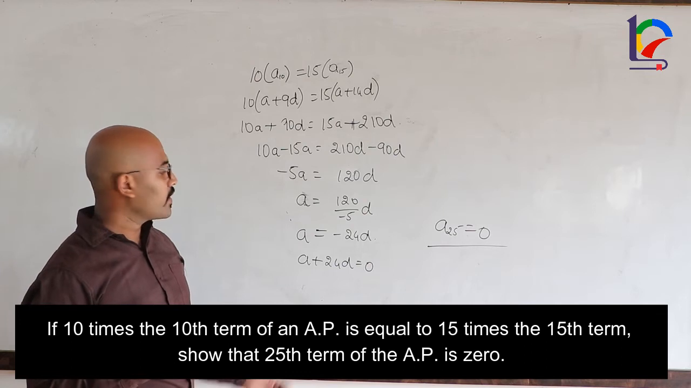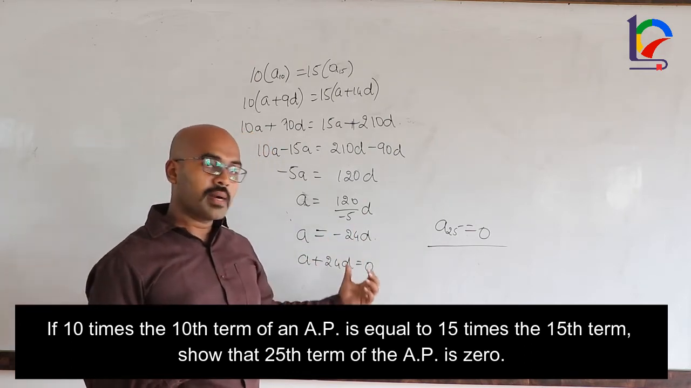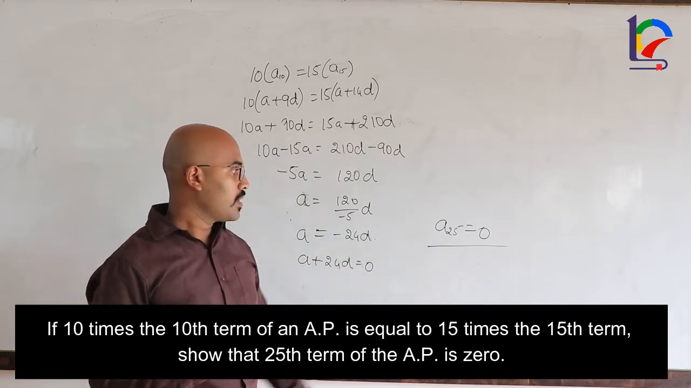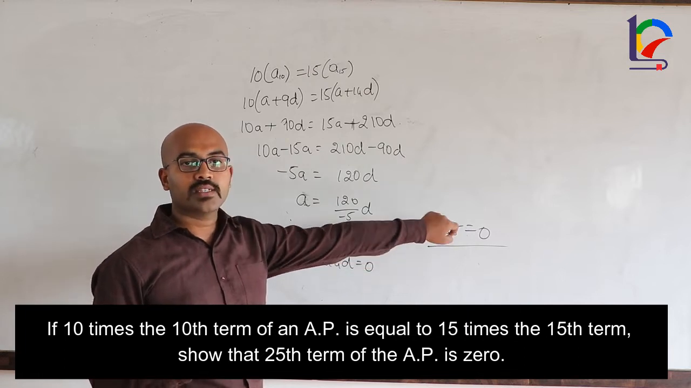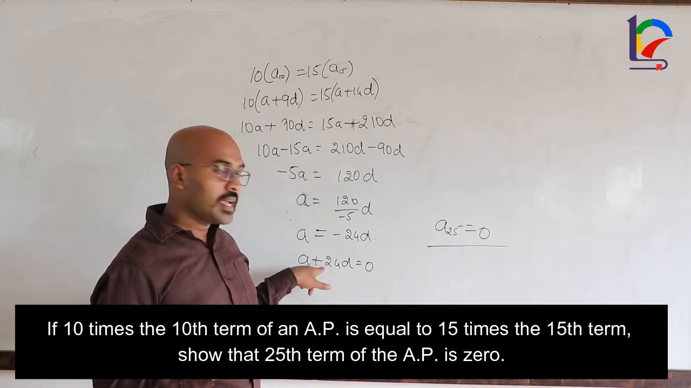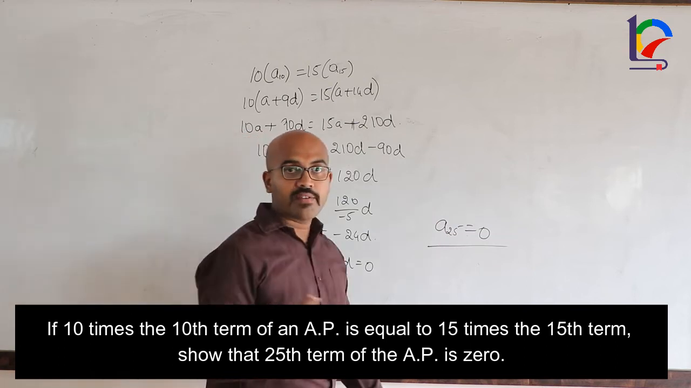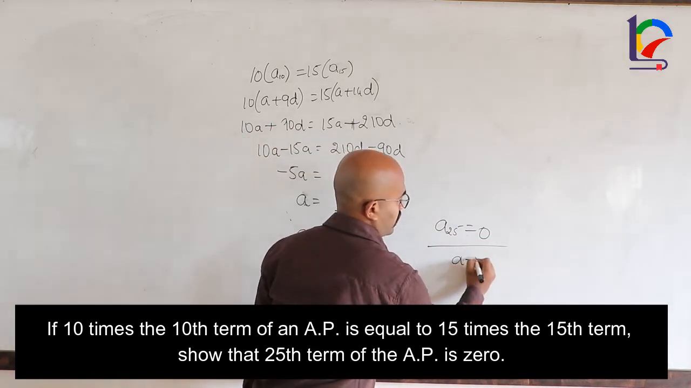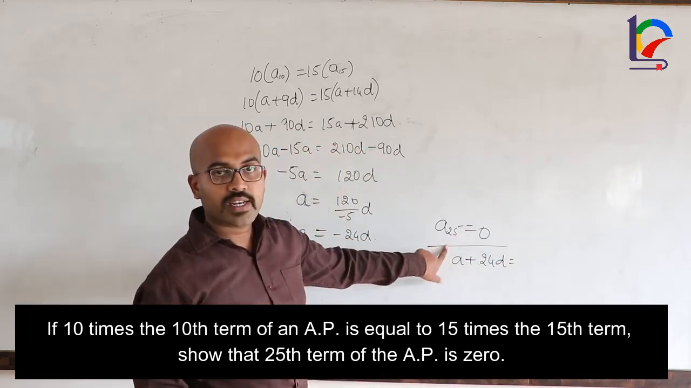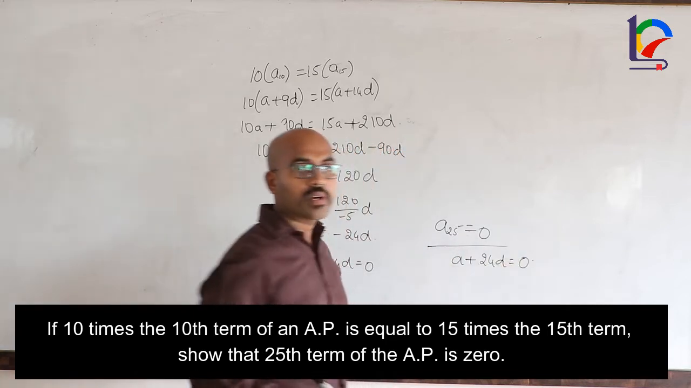So can you see, or are you able to analyze, what is the similarity between these two? We need to prove the 25th term as 0. So what is the similarity? Here a plus 24d, this is the 25th term. So the 25th term can be written as a plus 24d. We need to prove it as 0.